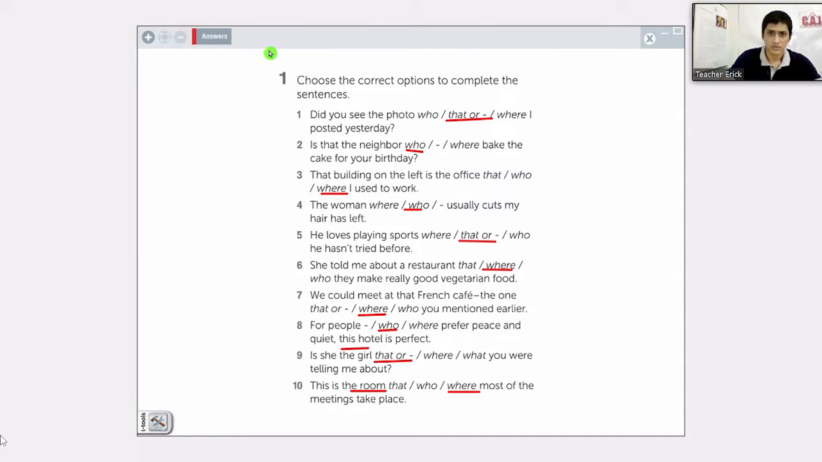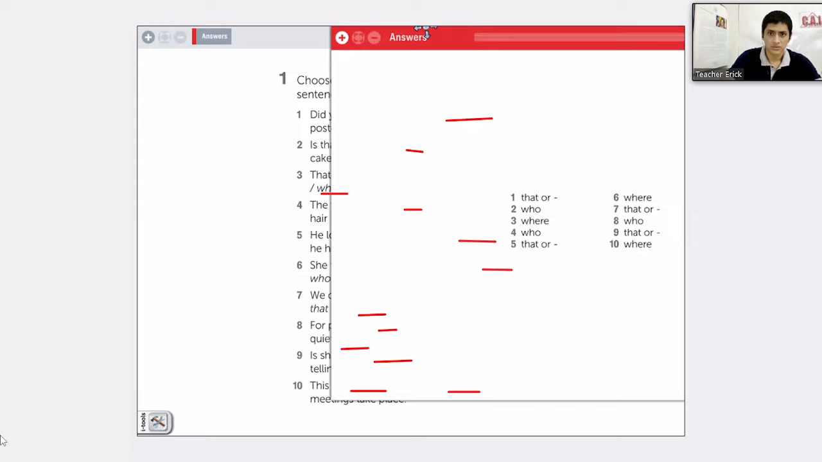I'm going to show you the answers. Number 1 is that or hyphen. Number 2, who. Number 3, where. Number 4, who. Number 5, that or hyphen. Number 6, where. Number 7, that or hyphen or no relative pronoun. Number 8, who. Number 9, that or hyphen. And the last one is where, okay?